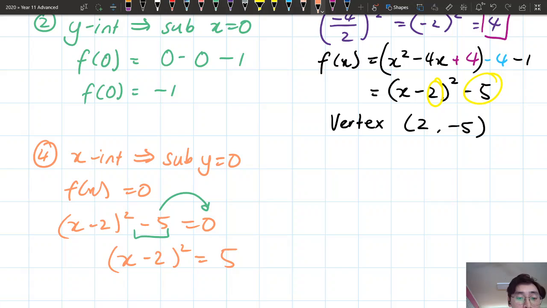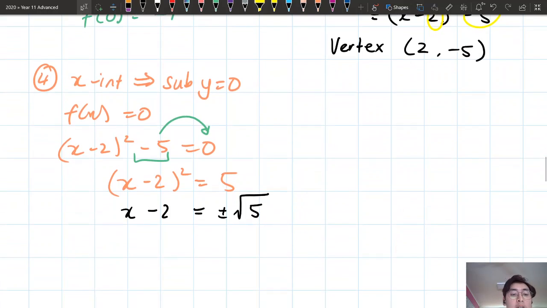When I take the square root of this, because I've got a perfect square here, I need to consider the positive and the negative case. We write this using the symbol plus or minus. So here, I'm going to have x minus 2 is equal to plus or minus square root 5. I take the square root of both sides, considering the positive and negative cases. So to solve it, x is equal to 2 plus or minus root 5.